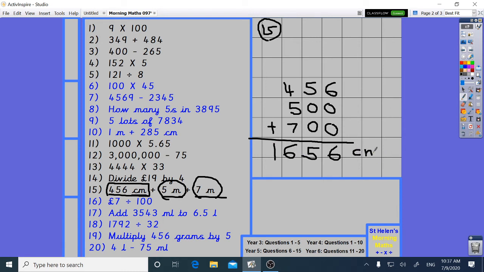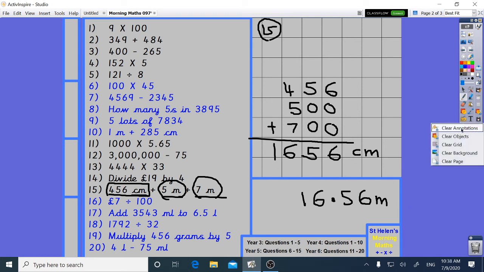1,656 centimetres, otherwise known as 16.56 metres, because there's 100 centimetres in a metre. So if you divide this answer by 100, you get the metres answer, 16.56 metres. You could have either answer and you'll be correct.